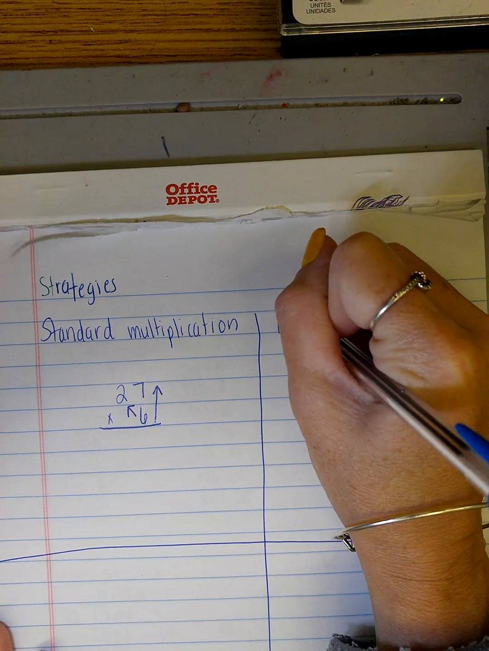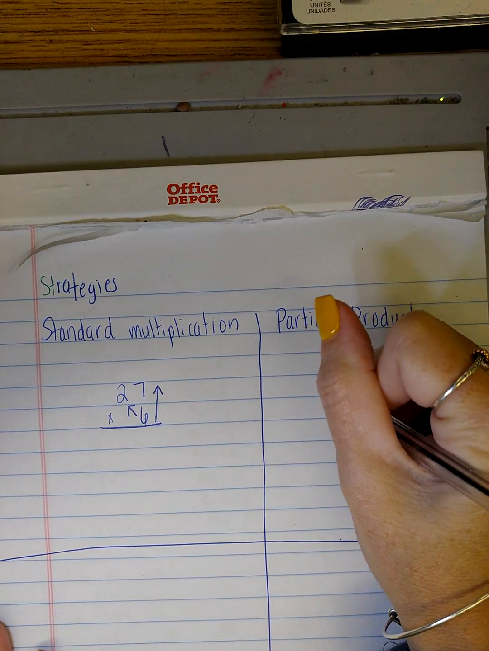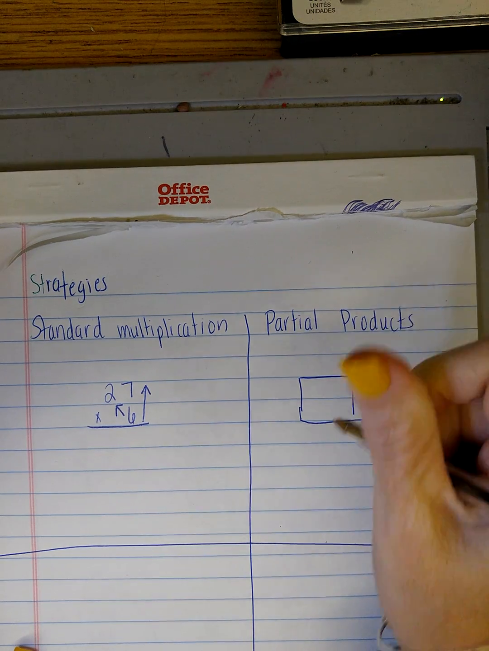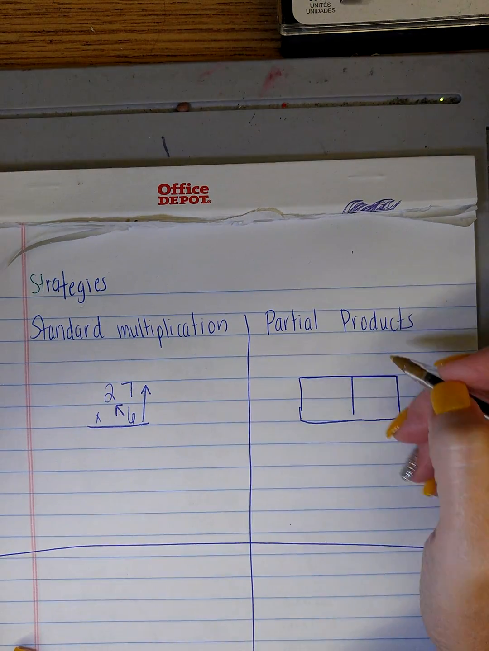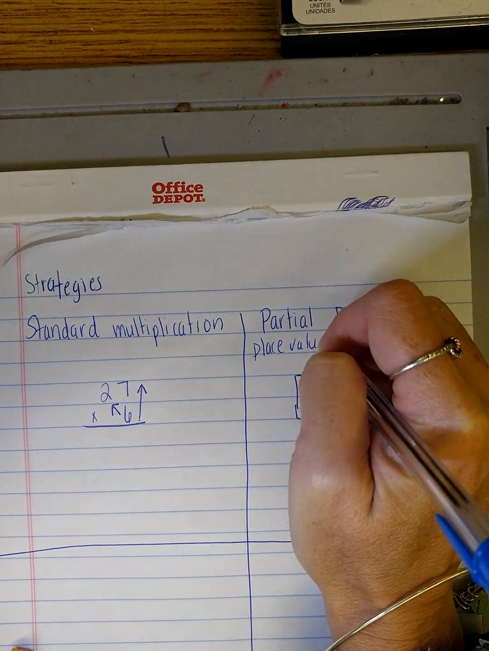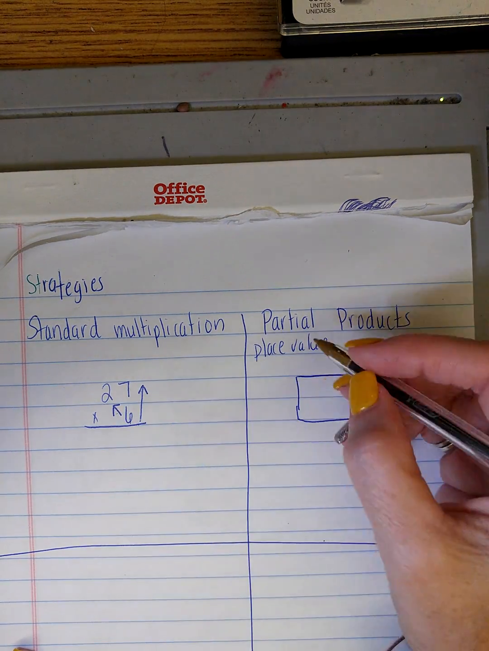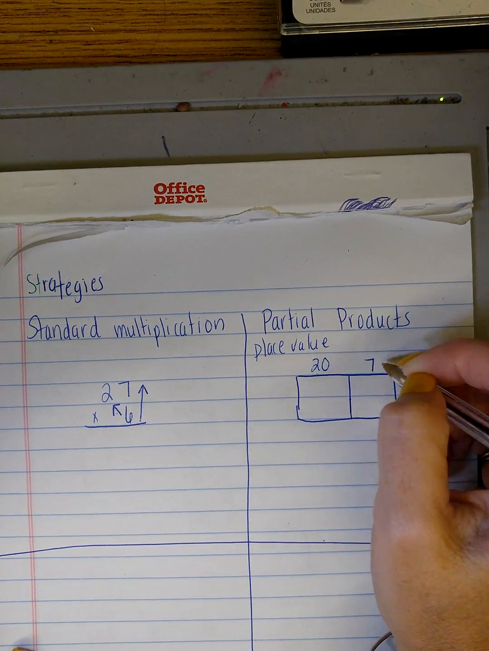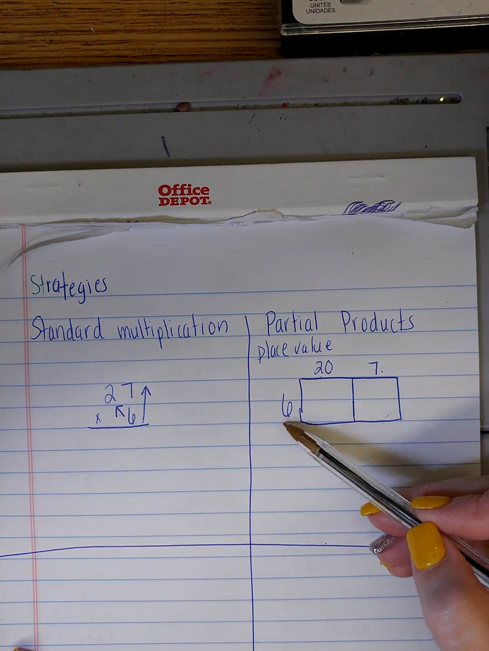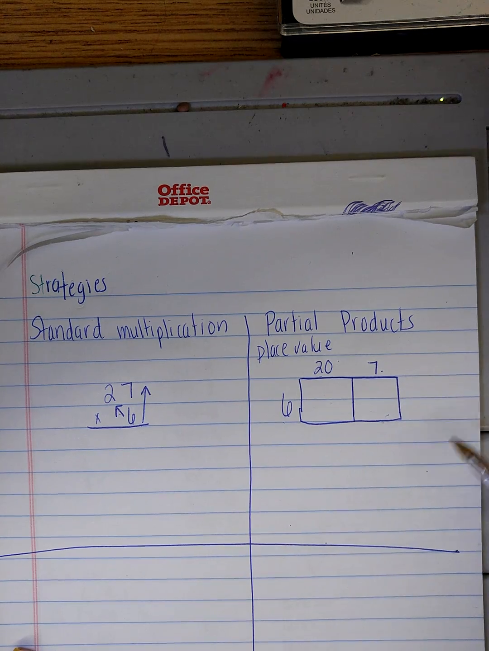We have partial products. Partial products is when you break apart your bigger number into the 10s, 1s, 100s, break it up into place value. So you definitely need to understand place value in order to do this one. You break it up into place value and you do mental math multiplication. So same problem, 27, so it's 20 and 7 times 6. And I would do mental math multiplication for 6 times 20, and then mental math multiplication for 6 times 7, add those numbers together to get my answer.